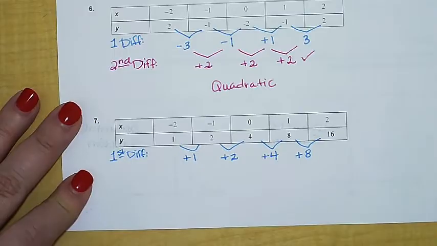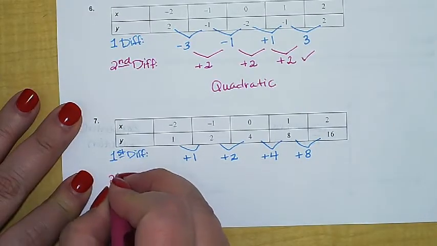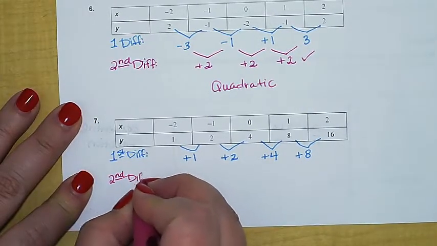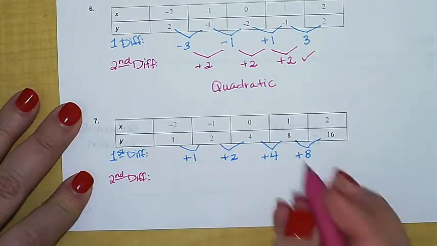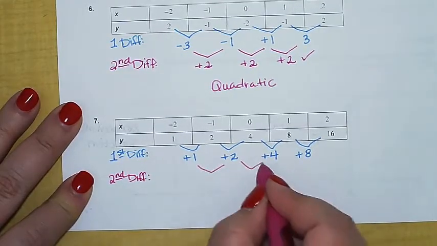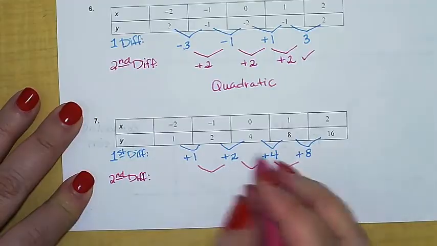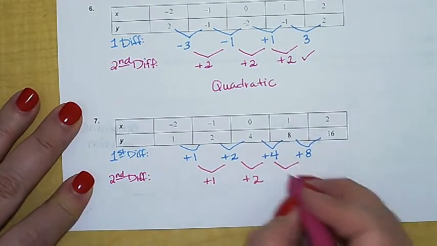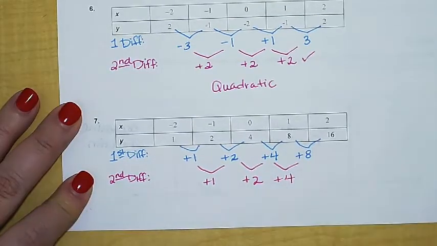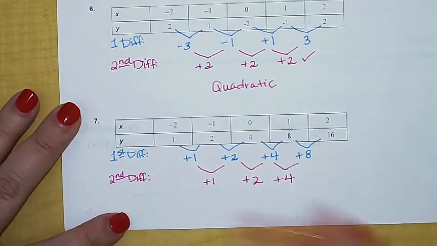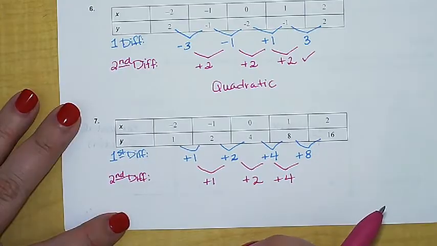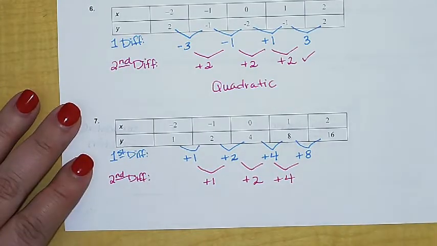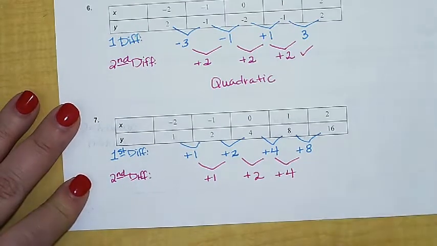Definitely not linear. So now we're going to check for the second difference and see if this is quadratic. Okay, so I'm going to check the difference of these differences. So this went up by 1, this went up by 2, this went up by 4. So also not constant. So quadratic is out.